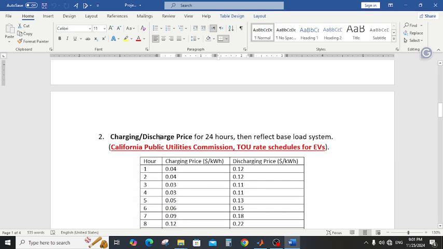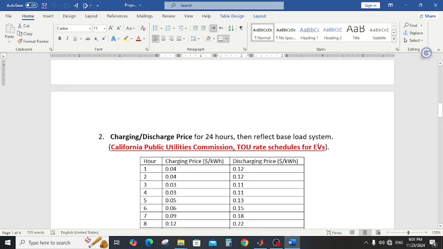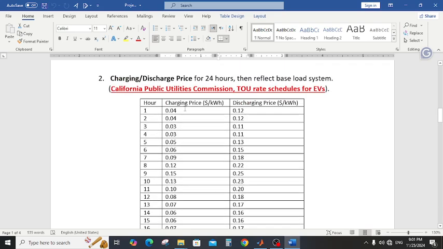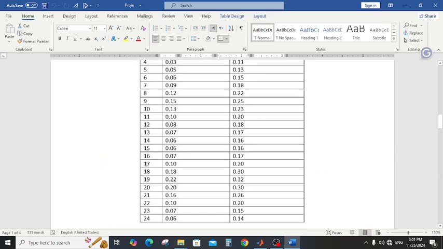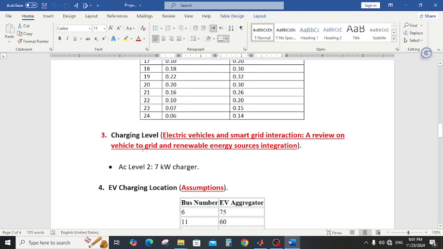And after that, the charging and discharging price. As you see also, it is from the reference, the time of use rate schedule for EVs. Here, this is the charging price during the day for 24 hours, and the same thing, it is the discharging price for the 24 hours.